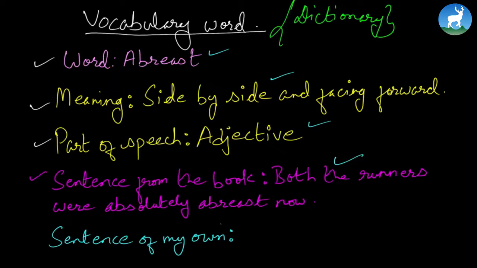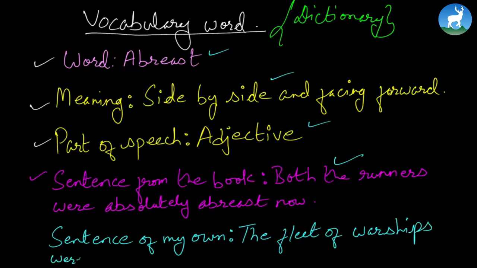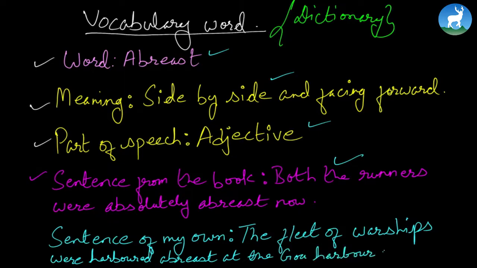Now we are writing a sentence of my own. Before you see my sentence, how about you make a sentence of your own in the class? You can take a couple of minutes to write this particular sentence. Once you're done, let's write a sentence of my own. Now I'm going to write: The fleet of warships were harbored abreast at the Goa harbor.